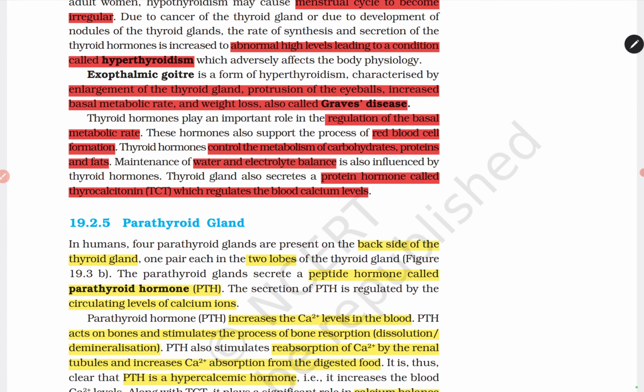It plays an important role in the regulation of the basal metabolic rate, BMR. These hormones also support the process of red blood cell formation. Thyroid hormones control the metabolism of carbohydrates, proteins and fats, and maintenance of water and electrolyte balance. It also secretes a protein hormone called thyrocalcitonin, which regulates the blood calcium level.